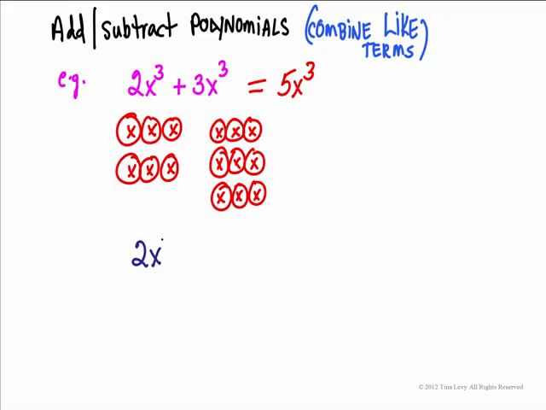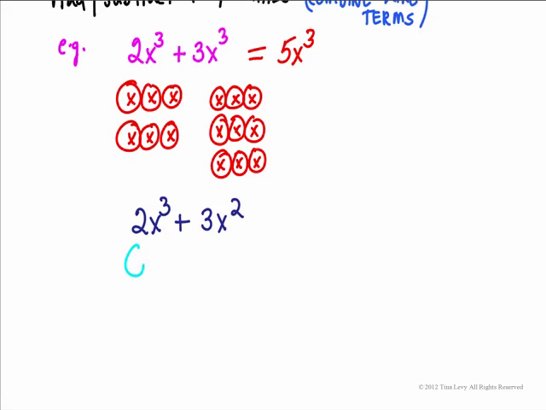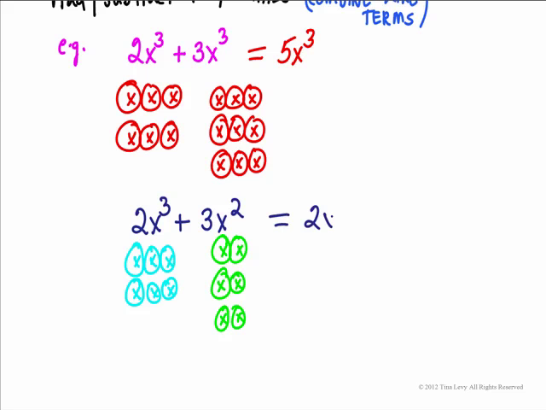However, if I said 2x cubed plus 3x squared, in this example I have a molecule x cubed, and I've got 2 of those. But 3x squared is a molecule of 2 x's. I've got 3 of those. Well, these are not the same. Counting the x cubed molecules, they are not the same. So the best I can do with this is to just write it as itself: 2x cubed plus 3x squared. They're different terms, so they can't be combined.